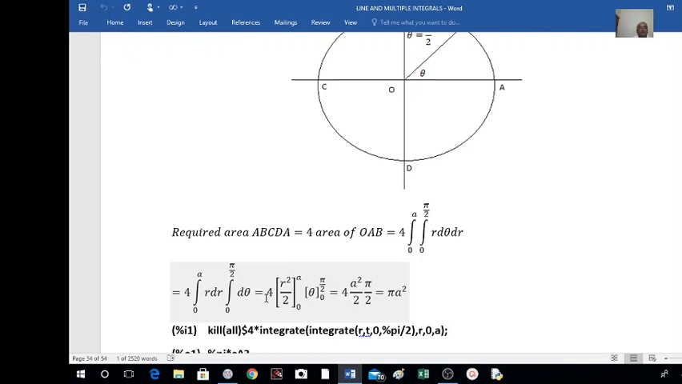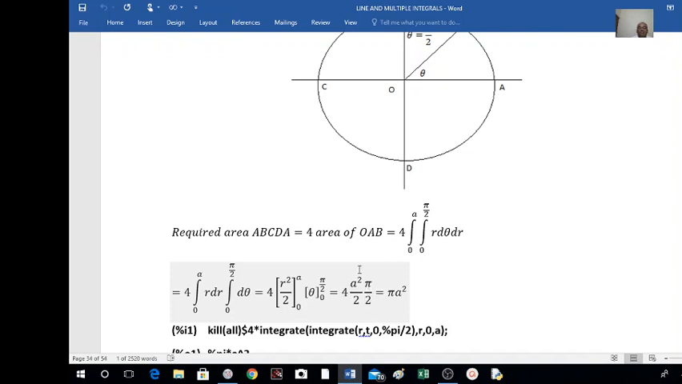This is equal to 4 into integration of r with respect to r, which is r square by 2 between 0 and a. Integration of d theta is theta between 0 and pi by 2. Now substituting limits here, 4 by 2 is 2, this is our 2a square... okay, I have kept this 4 as it is. A square by 2 into, substituting the limits here, pi by 2 minus 0, that is pi by 2. Now this 4 gets cancelled.